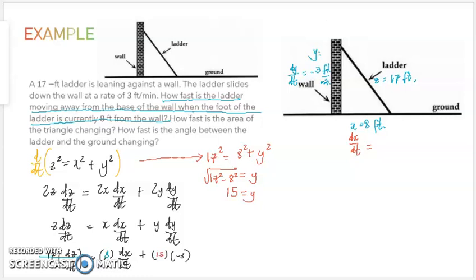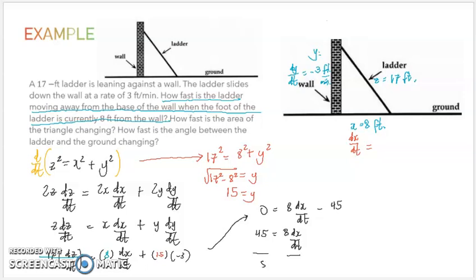So let's continue with this one. So we have 0 is equal to 8 dx/dt minus 45. So we have 45 is equal to 8 dx/dt.